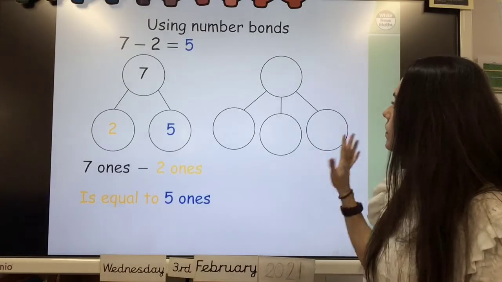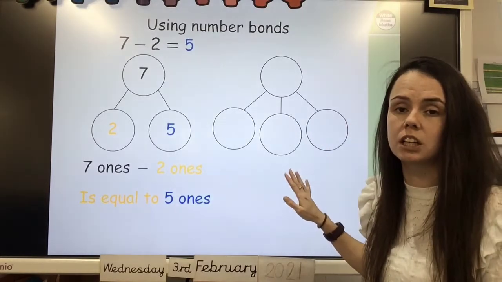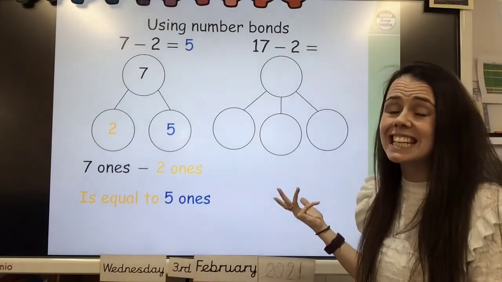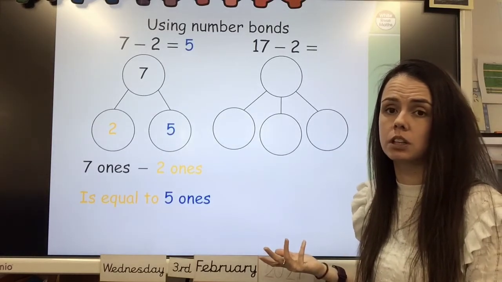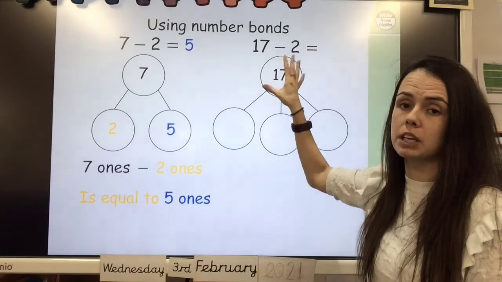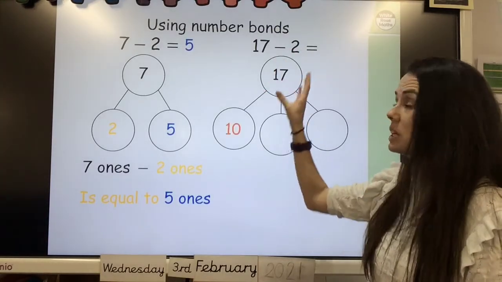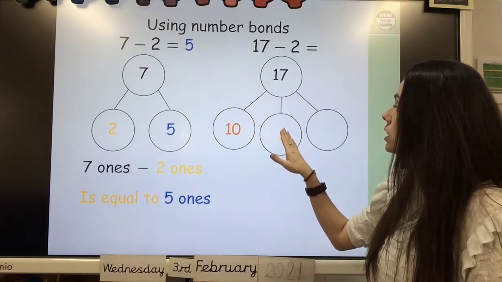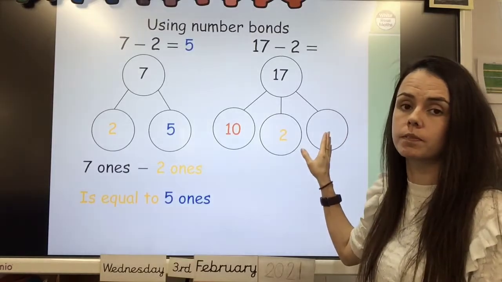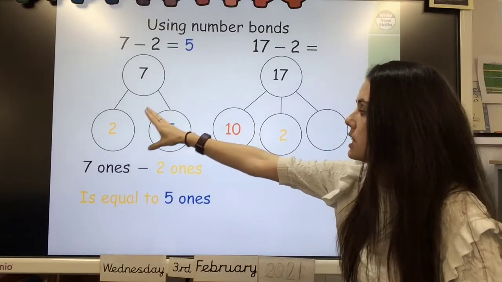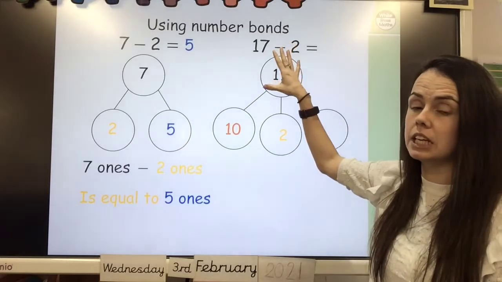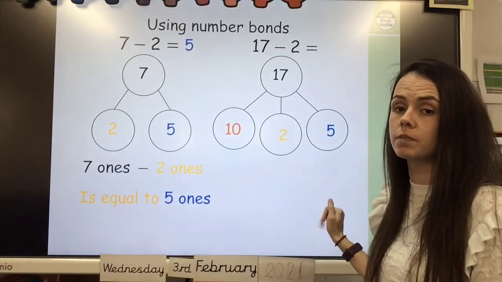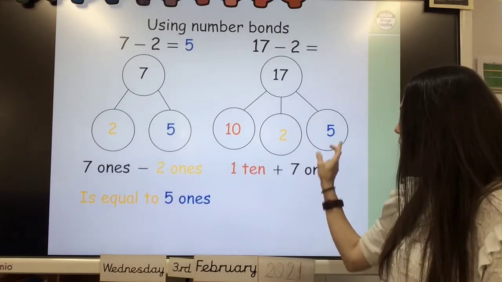Oh, that's very clever. Oh, okay, we've got 3 parts to 1 whole this time. 17 take away 2. So we'll have 17 as our main number. So let's divide 17 out. 17 is 10 and 2. And then how many will go here? Is 7 divides into 2 and 5. 17 must divide into a 10, a 2 and a 5. Well done. So that's 1 10 and 7 1s.